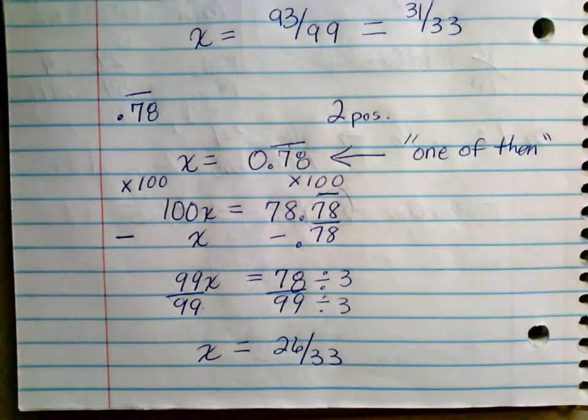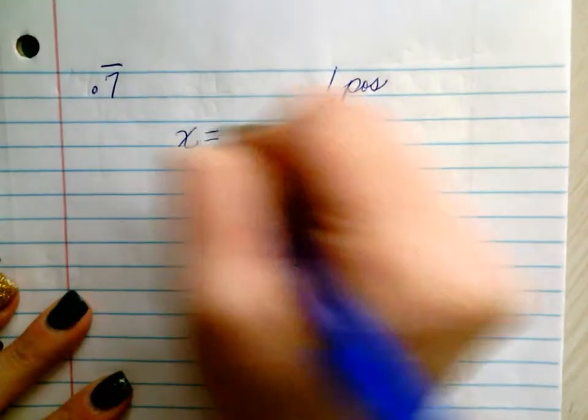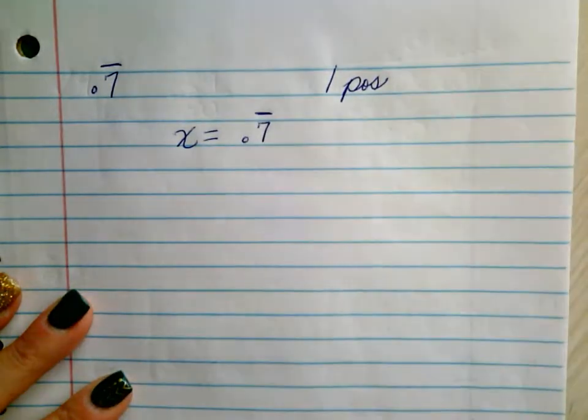I'd like to do one more of those with you. Actually, let's do two more. Let's do an easy one and a hard one. Let's do 0.7. How many positions are repeating? One position repeating. Now that I've identified that, I know that I'm going to be multiplying by 10 to the first power, which is 10, when that time comes. First, we're going to name it. X equals 0.7 with a repeater.